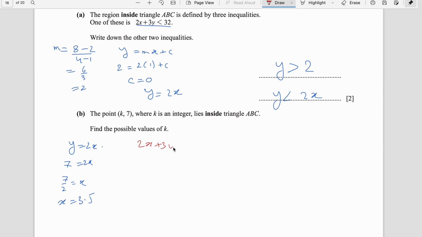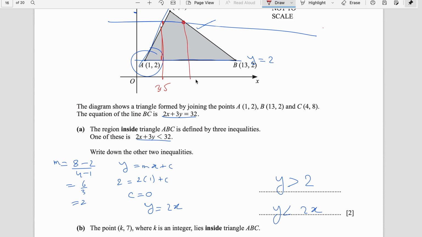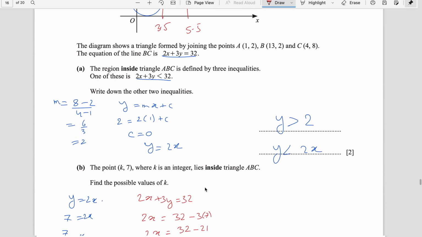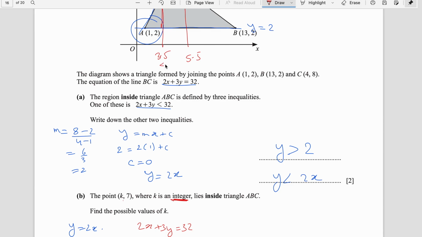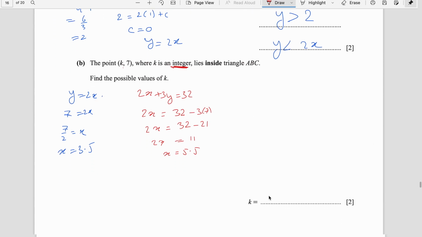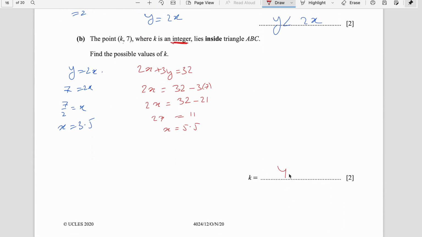And for the other line, this right here, we have the equation 2x + 3y = 32. Using the same value of y to find x: 32 minus 21 is 11, and x is 5.5. So this second value of x is 5.5. Come back to the condition: the point k, where k is an integer, a whole number. So basically now k lies between 3.5 and 5.5. So from 3.5 to 5.5 we have 4 and 5.